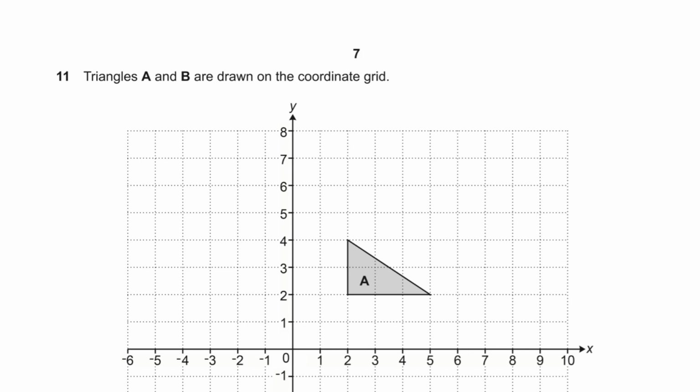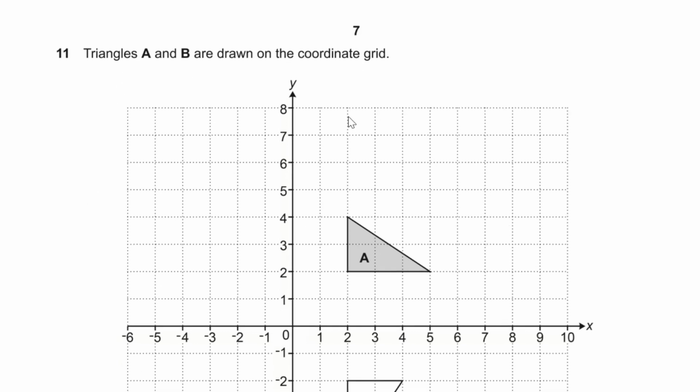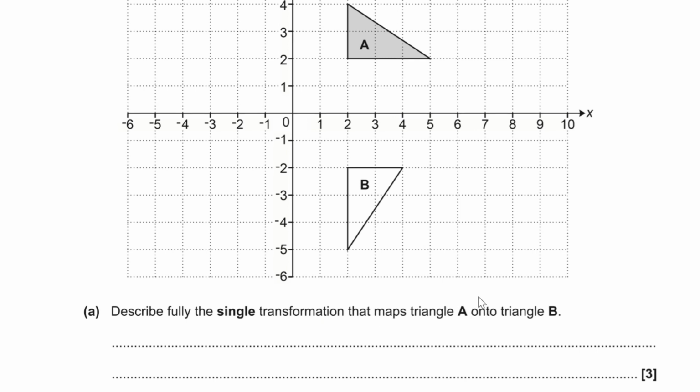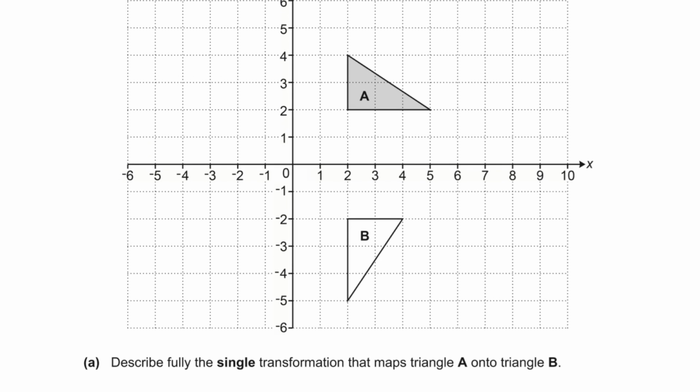Question number 11. We've got triangles A and B drawn on the coordinate grid, that's what we see here, and for part A we have to describe fully the single transformation that maps triangle A onto triangle B. Well, if we consider this line over here, and we'll point an arrow going upwards, you can see the corresponding point for this triangle B goes here.